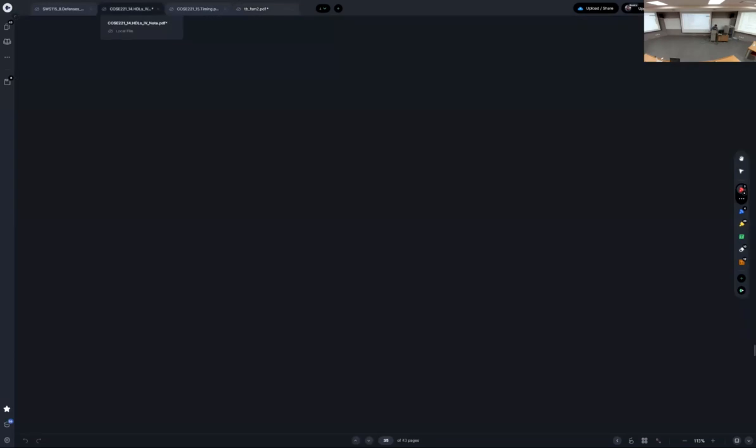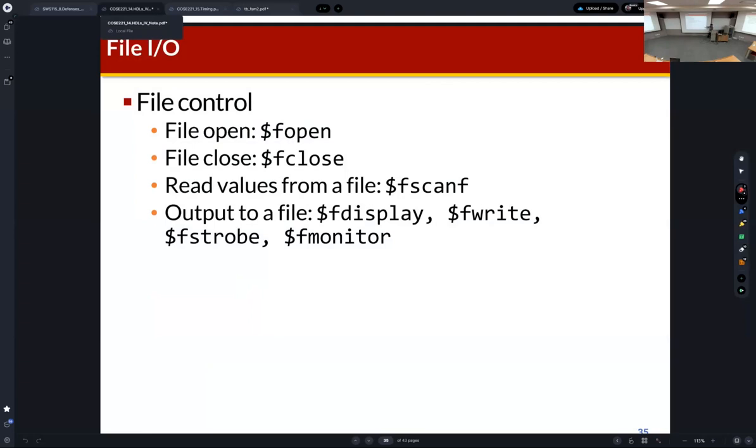Anyway, if some important values are stored in the file, then we can also check the file, and it's also convenient and efficient. So these are the file control functions, and the file control of the system is also similar to the file control of C. So if you are familiar with C, then you can easily learn SystemVerilog.